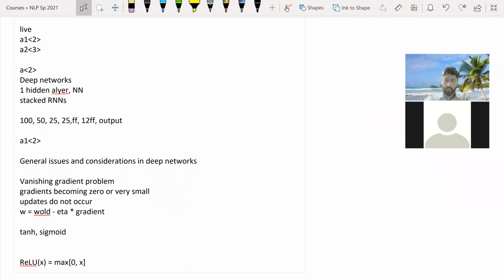Okay, so that's the second thing that I wanted to discuss. The third thing is hyperparameters.